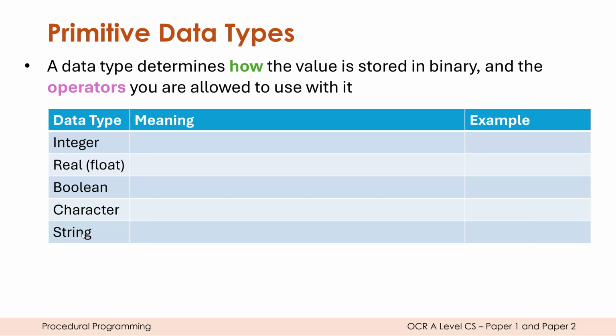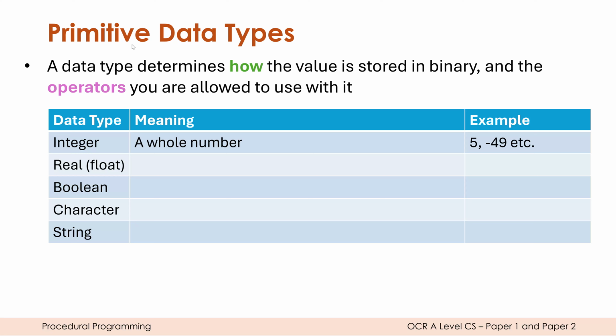They're all stored in different ways, and there are different operators. For example, you can use multiplication with integers and reals. You can use concatenation with characters. It varies depending on the data type. And they're called primitive because these are our 5 basic ones. There are some what are sometimes called composite data types, which are things like data structures, arrays, lists, hash tables, things like that. These are our 5 fundamental ones.